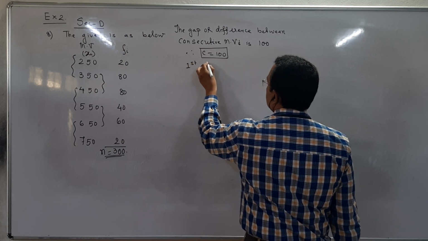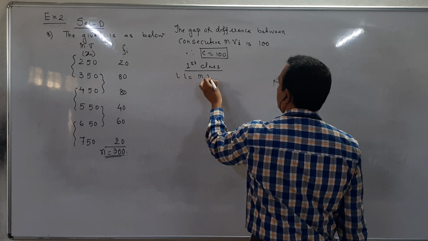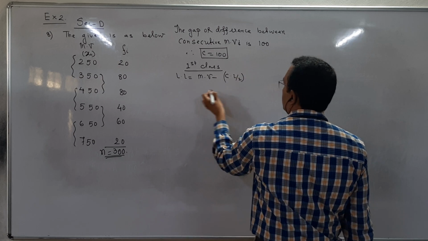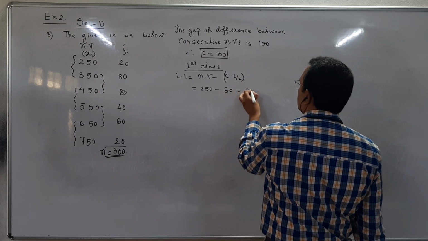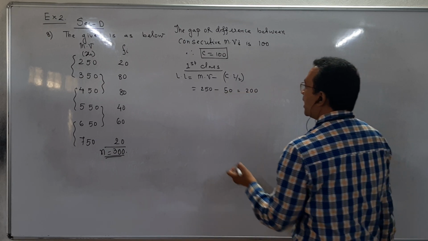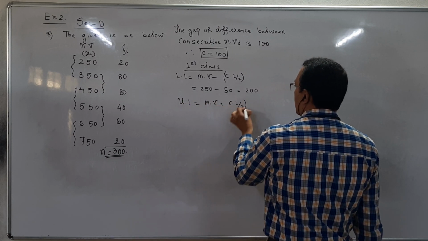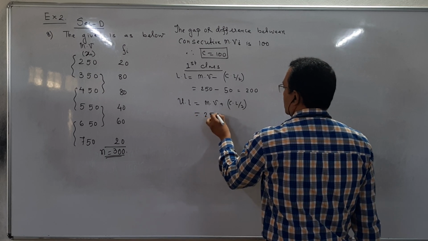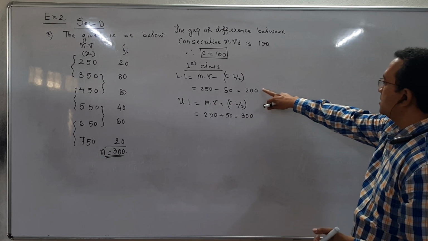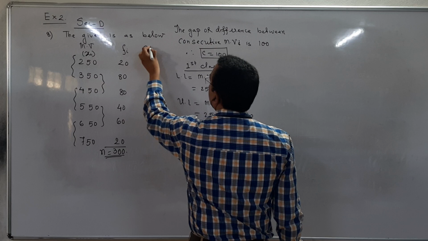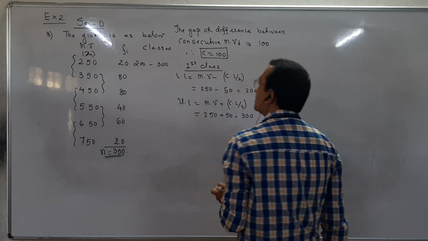First, class limits. All of you know, lower limit is equal to mid value minus half the class length. 250 minus 100 divided by 2, so 50, so directly 200, and upper limit is equal to mid value plus half the class length. Half the class length is 50, 250 plus 50 is 300. So the first class is from 200 to 300. I'm writing here classes. So the first class will be from 200 to 300.